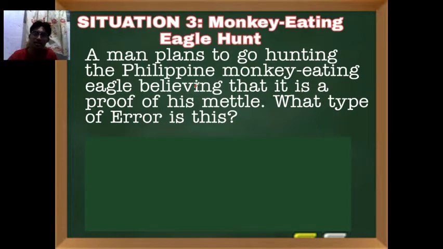Next, a monkey eating eagle hunt. A man plans to hunt a Philippine monkey eating eagle. Sabihin niyo, monkey eating eagle. Believing that it is a proof of his mettle. Parang, tawag dito, gano'n siya kagaling, kalakas, gano'n. What type of error is this? 5 seconds to guess.